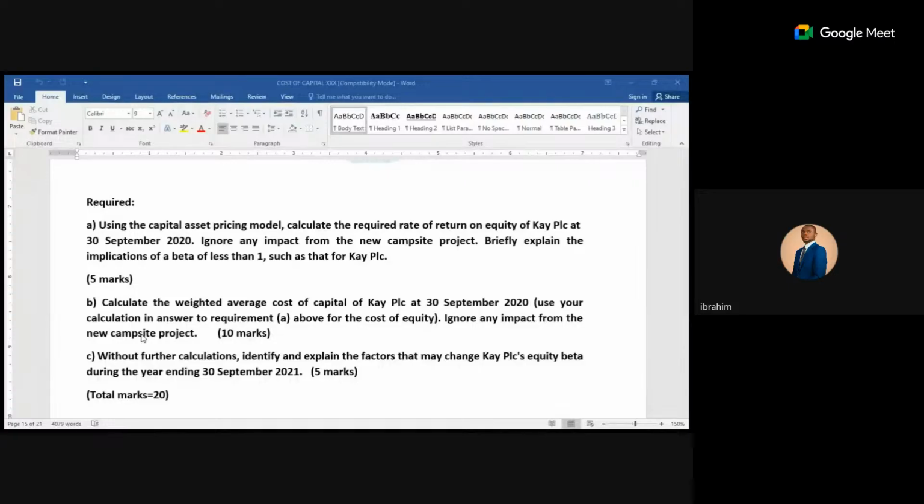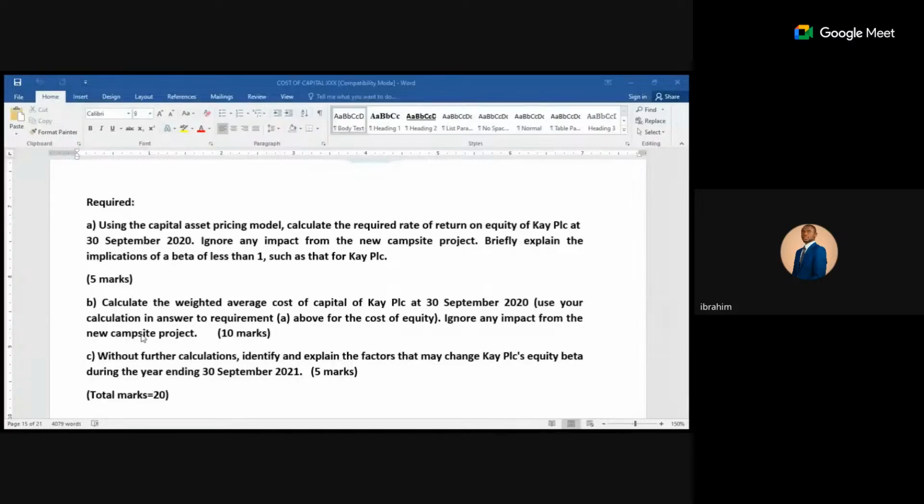Because portfolio theory is not in the syllabus, okay? Portfolio theory, okay? I will explain the beta less than 1. Okay, Uzain. Okay, calculate the weighted. Don't worry.